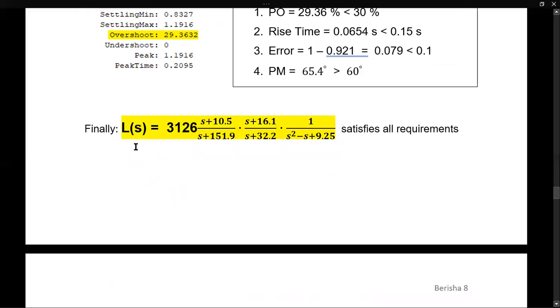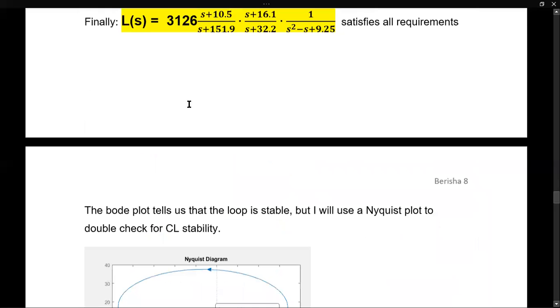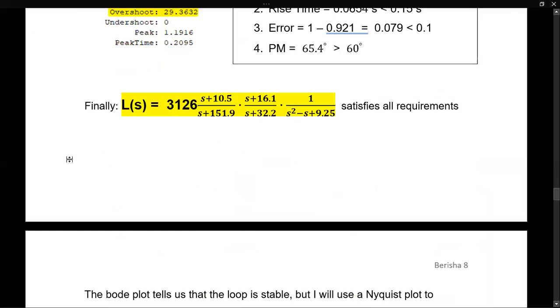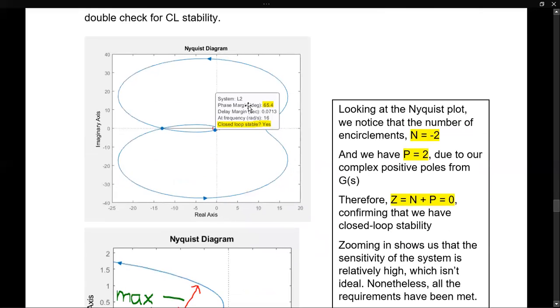So again, this is just G1 of S, the first lead compensator, times the second lead compensator, times the given G of S. Now, the bode plot above here tells us that we have a stable loop, but we will just double check using the Nyquist plot. So you see that the phase margin is 65.4, the same as the phase margin on the bode plot, which is expected, just making sure we plotted the right functions.